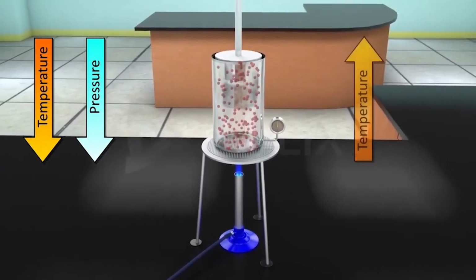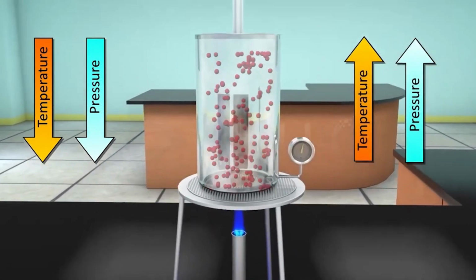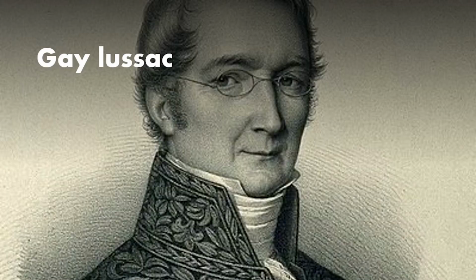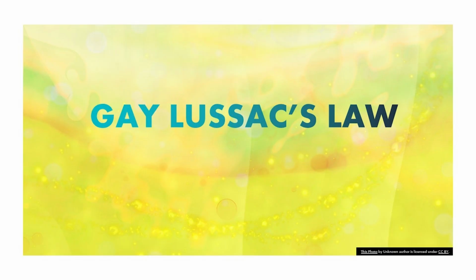Here you can see that as the temperature increases, pressure of the gas is also increasing, keeping the volume and amount of substance constant. So here you can see two variables, that is pressure and temperature, and other two constants, that is volume and amount of substance. So the relationship is, on increasing temperature, the pressure of the gas is also increasing. This relationship was given by Joseph Gay-Lussac and is known as Gay-Lussac's law.